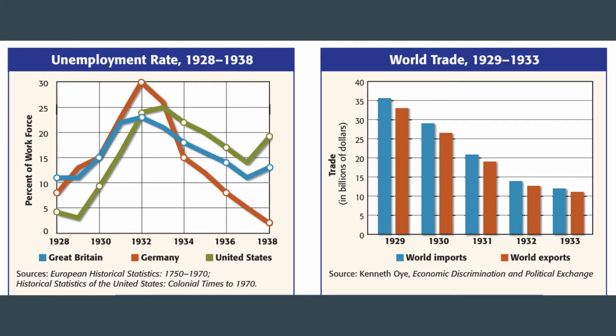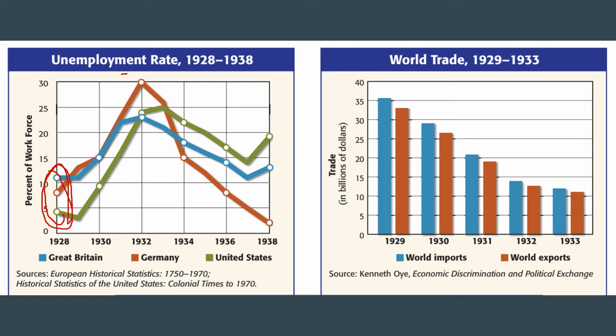So as we can see here, we've got a couple of charts that sort of show unemployment rate and world trade. So in 1928, the year before the Great Depression starts, we see that unemployment rates for Great Britain, Germany, and the United States are sort of anywhere between maybe 5 and maybe like 11%. But then once the stock market crashes, once this Great Depression hits, we see unemployment rates soar as we move into the 1930s.